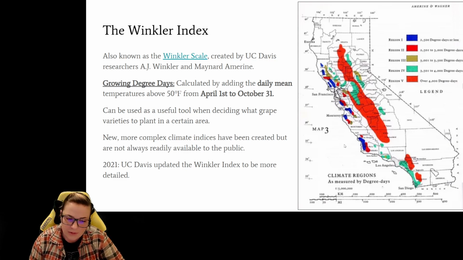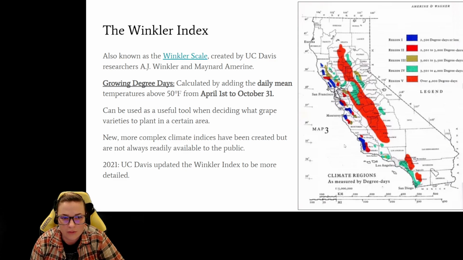Okay, next we're going to talk about the Winkler Index. This just applies to climate, specifically through viticulture, because this is a system that was created by Amerine and Winkler. So A.J. Winkler, Maynard Amerine, 2 scientists at UC Davis that created this chart, right? The Winkler Index is an index that separates different growing regions based off of their growing degree days.